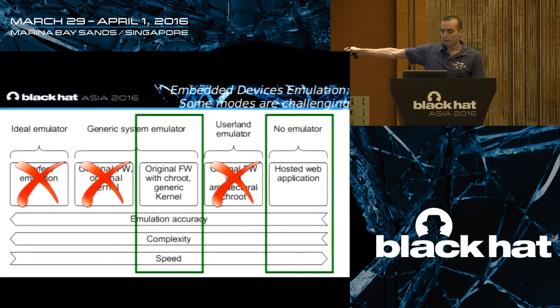So there are trade-offs between emulation accuracy, complexity, and speed. Going in either direction will give you more or less speed, or more or less complexity or emulation accuracy. However, these directions are not linear. Sometimes it will vary greatly. For some of them, the increase or decrease is not quite linear. For example, the complexity for the ideal emulator grows obviously exponentially. It's really hard to implement it and get it working flawlessly.